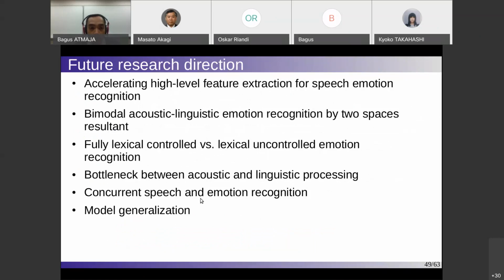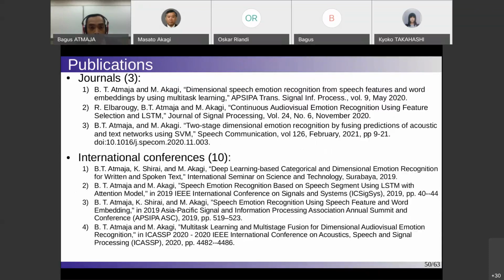Maybe the most important is the last one, about model generalization. I think it is also a common issue in pattern recognition. It means that a model that works on a particular data set should also work well on other data sets. But nowadays, if we apply the same model to different data sets, the result is still not similar. It's not common. And this research is gathered from these publications.